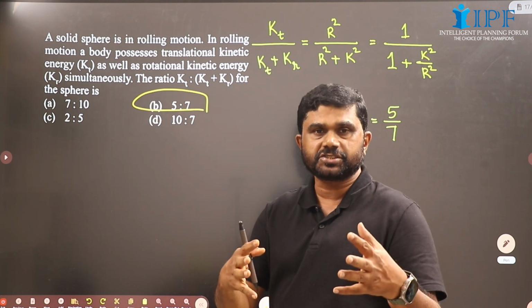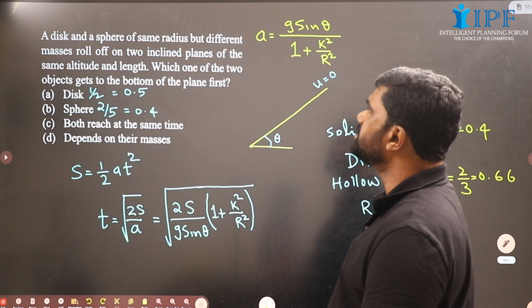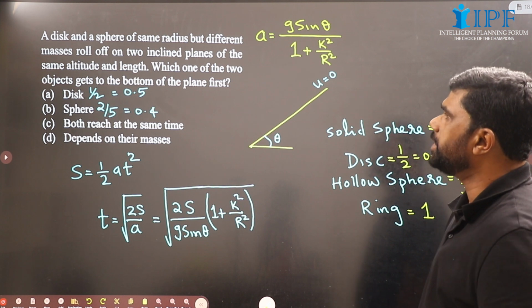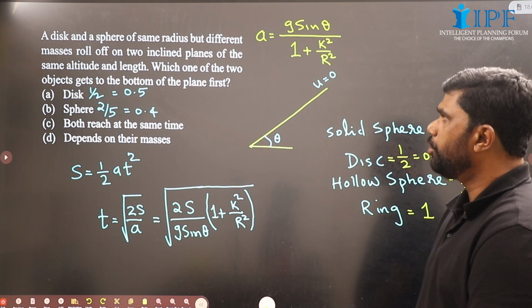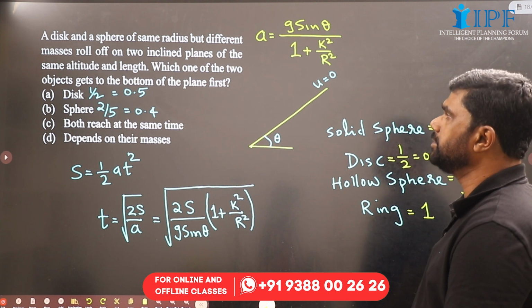Okay, now let us check what we have next. A disc and a sphere of same radius but different masses roll off on two inclined planes of the same altitude and length.